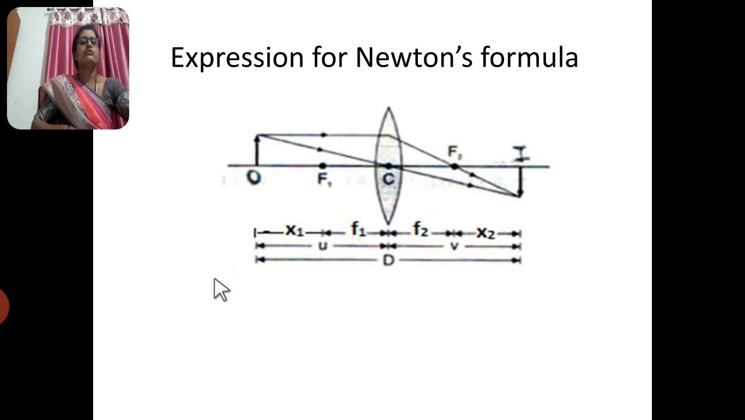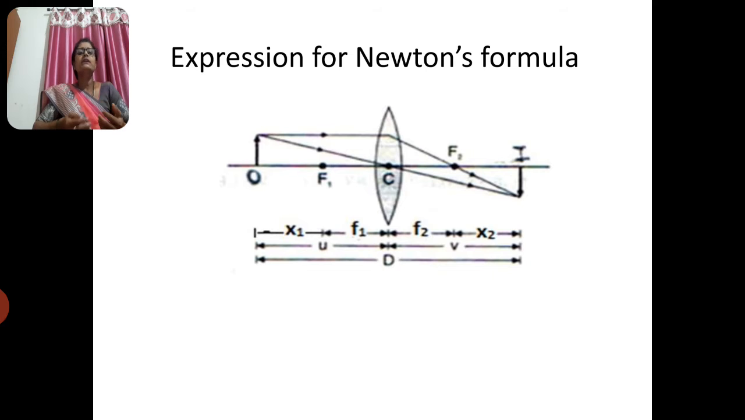Before going to Newton's formula, we have to know about the Lensmaker's formula. Lensmaker's formula is 1 by f is equal to mu minus 1 into 1 by r1 minus 1 by r2. Mu is the refractive index, r1 and r2 are the radii of curvature of the lens, and f is the focal length of the lens. So the Lensmaker's formula tells the lens maker what is needed to know to grind a lens at a given power: the refractive index of the glass and the two radii of curvature.